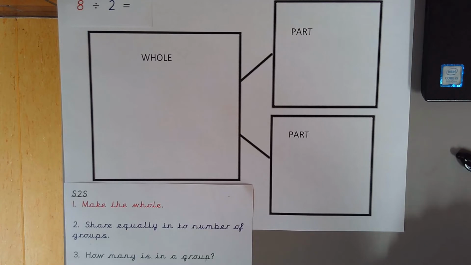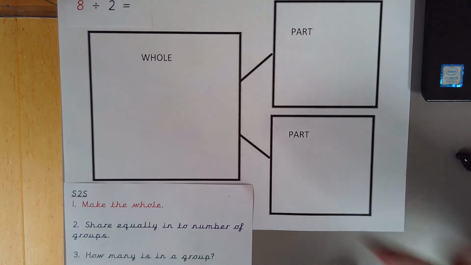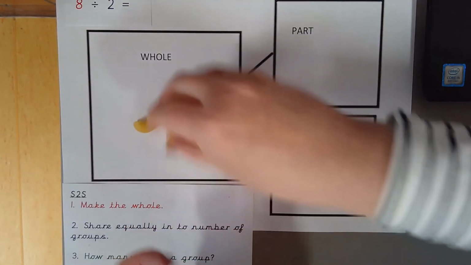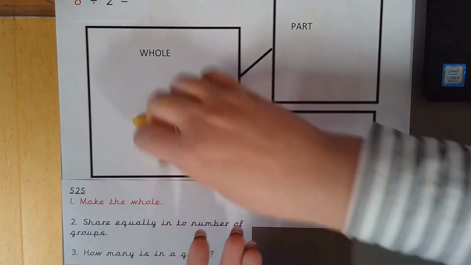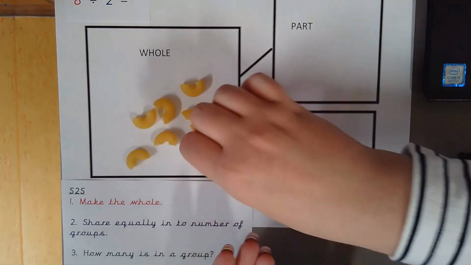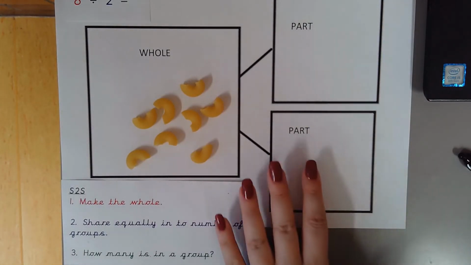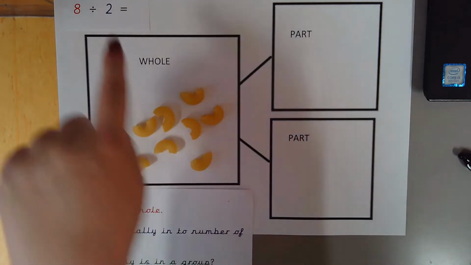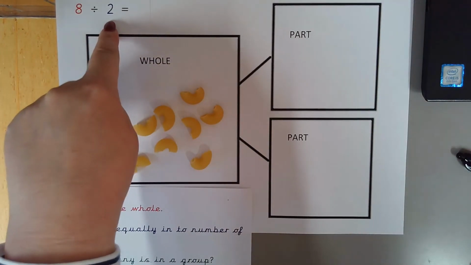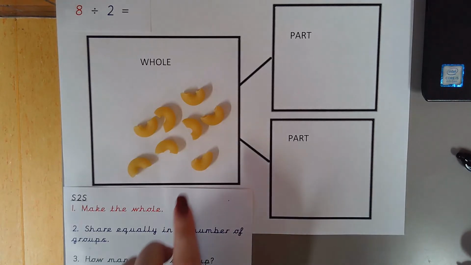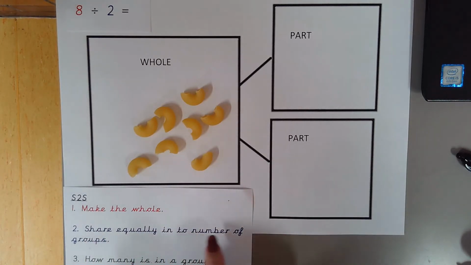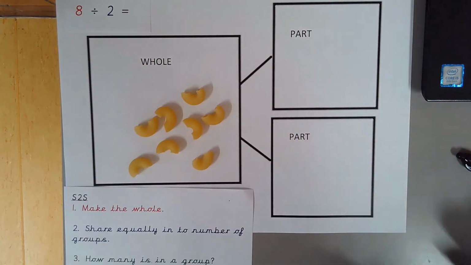Same as before, make the whole. The whole this time is 8. 1, 2, 3, 4, 5, 6, 7, 8. My whole is 8. How many parts do I need to share equally into? 2. And when I divide by 2, I am halving. Well done. So to halve 8, I need to share into the number of groups, and I have 2 groups.